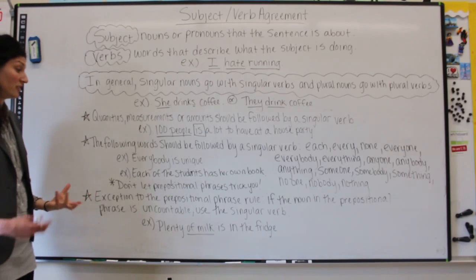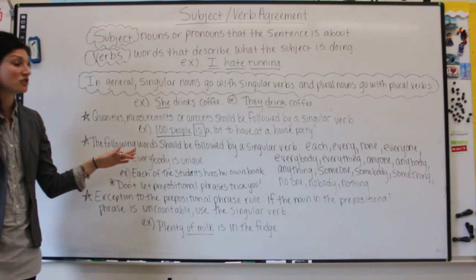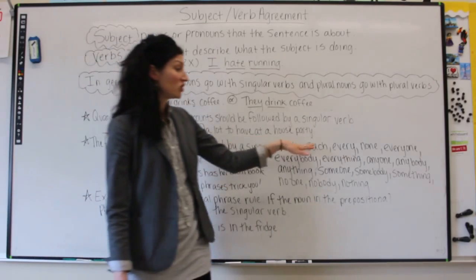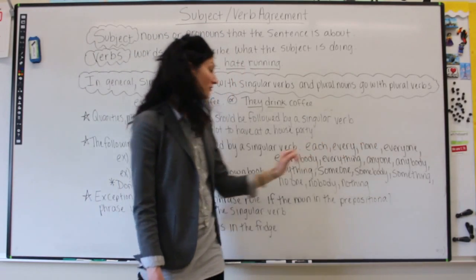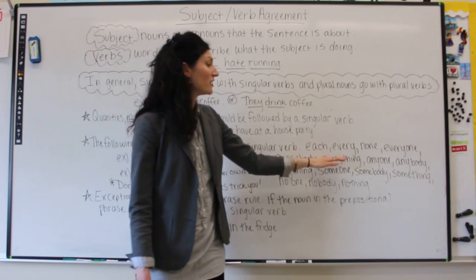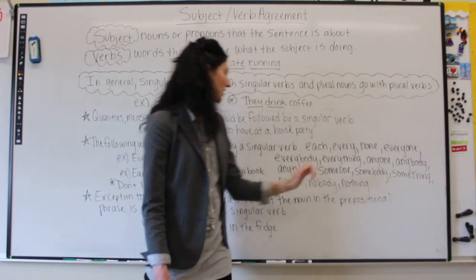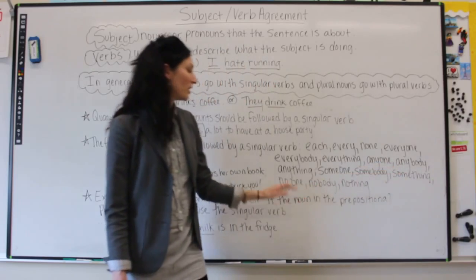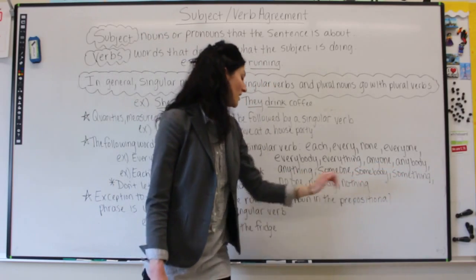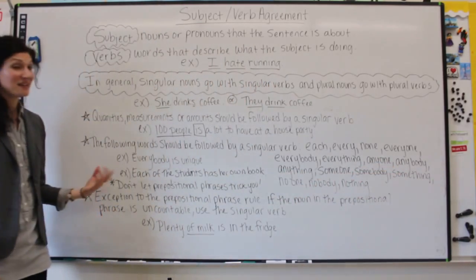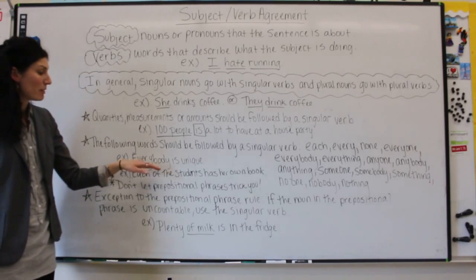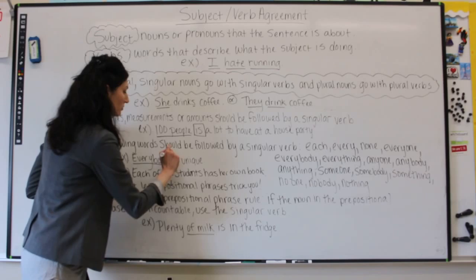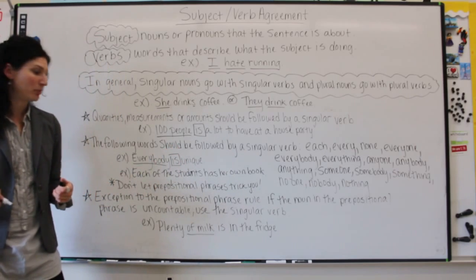Another important rule to know is that the following words should always be followed by a singular verb. The words each, every, none, everyone, everybody, everything, anyone, anybody, anything, someone, somebody, something, no one, nobody, and nothing. Let's take a look at some examples. "Everybody is unique." In the sentence, we have everybody followed by a singular verb.